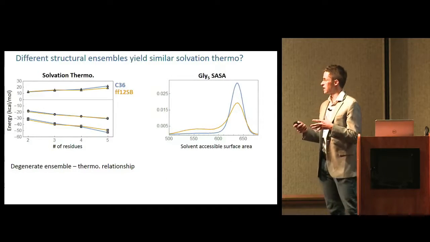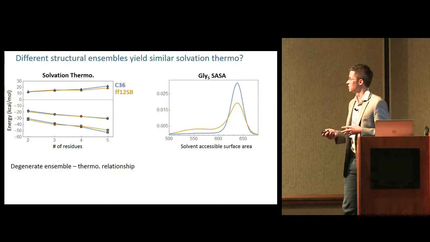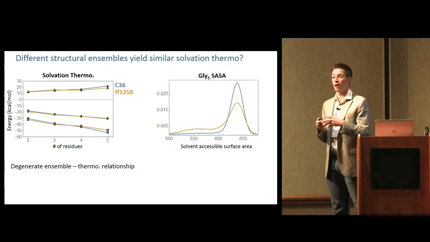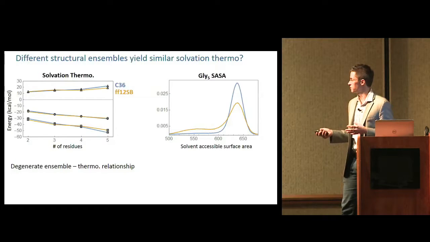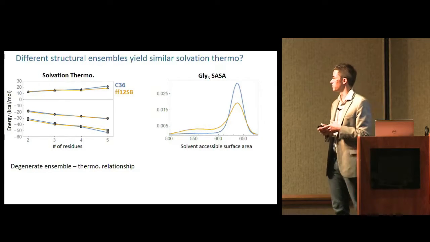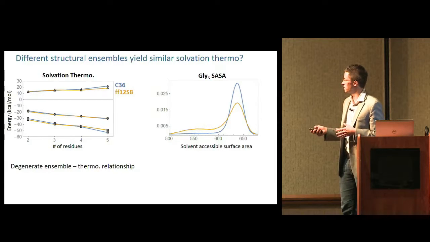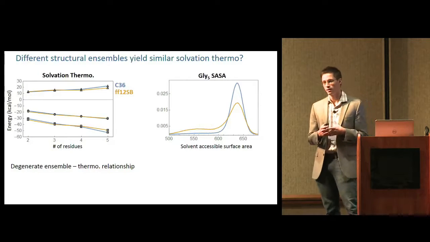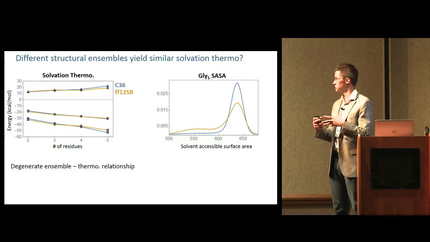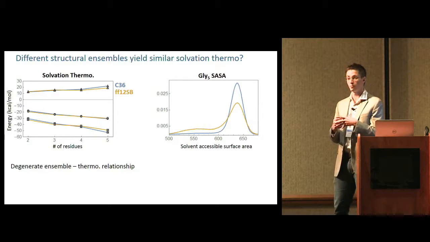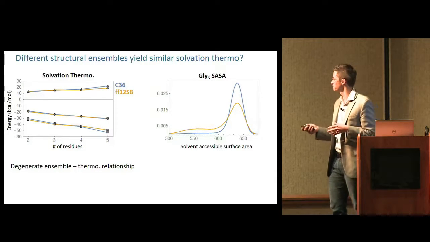And even when we get down to as small as Gly-5, we see the differences in the structural properties emerge as well. This is a histogram of the solvent-accessible surface area taken from the trajectories. We see that Amber in orange here is sampling much more compact structures in which the peptide is buried or excluded from the solvent.